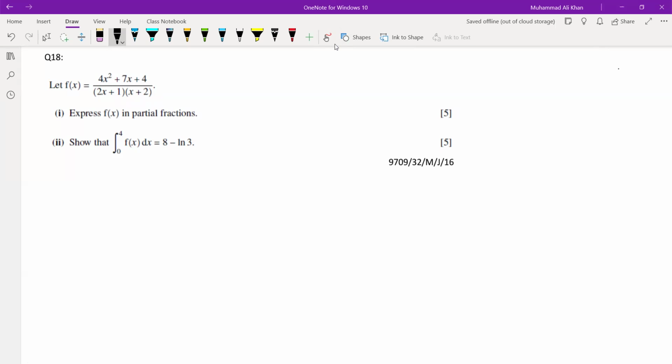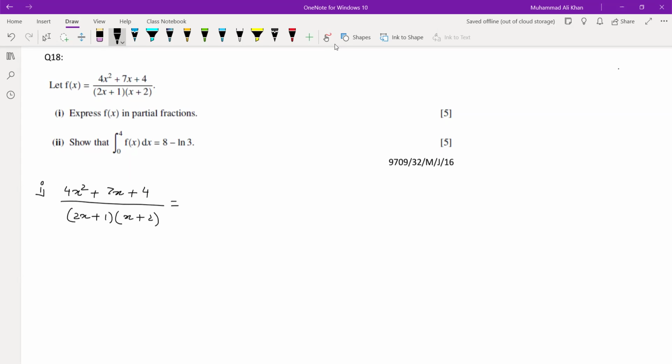When the degree becomes the same, it is improper. If the numerator's is greater, it is improper. If the numerator's is less, it is proper. Right? So it's a question of improper fraction. We are doing this: 4x squared plus 7x plus 4 divided by (2x plus 1)(x plus 2) equals to.